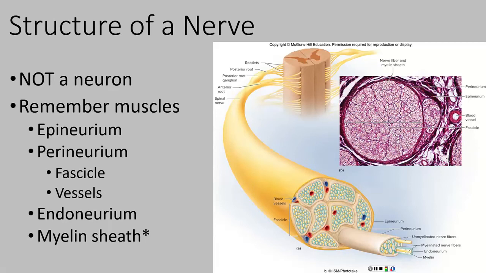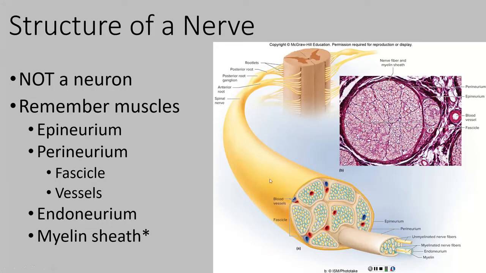Now, even though it's really common to kind of interchange the word nerve and neuron, remember they're not the same thing. A neuron is a single cell. A nerve is a collection of cell parts. So think back to when we were learning about muscles and we had fascicles and epimysium and perimysium and endomysium. Well, we're going to see the exact same thing here with this nerve, except instead of mysium, we're going to substitute the word neurium because we're talking about neurons.